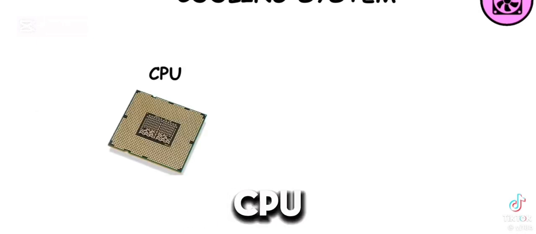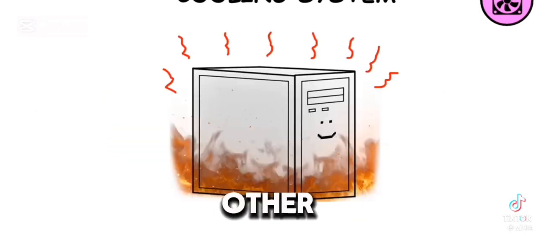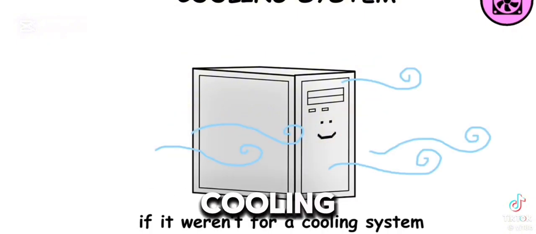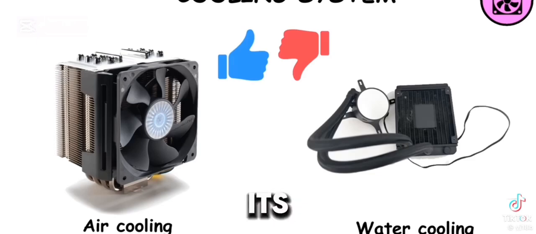Cooling system. Some components of the computer like the CPU and graphics card generate a lot of heat and would even damage the other components themselves. If we have a cooling system, the computer can have air cooling or water cooling, each with its own pros and cons.